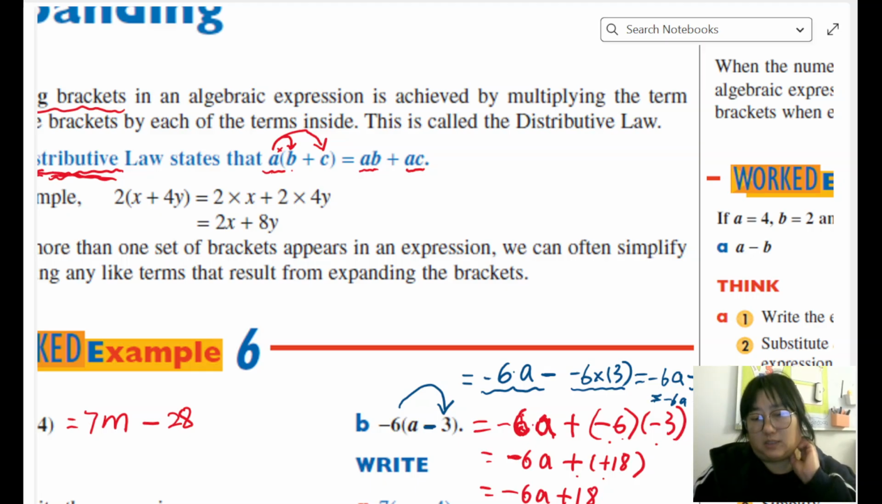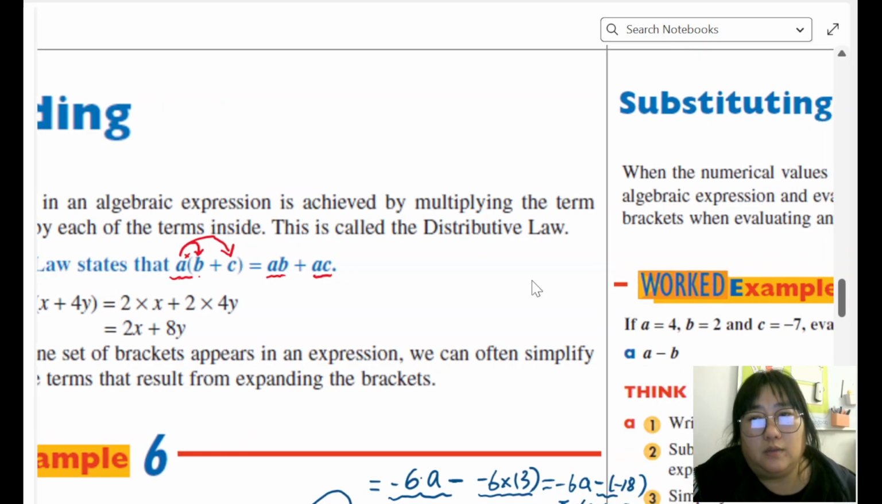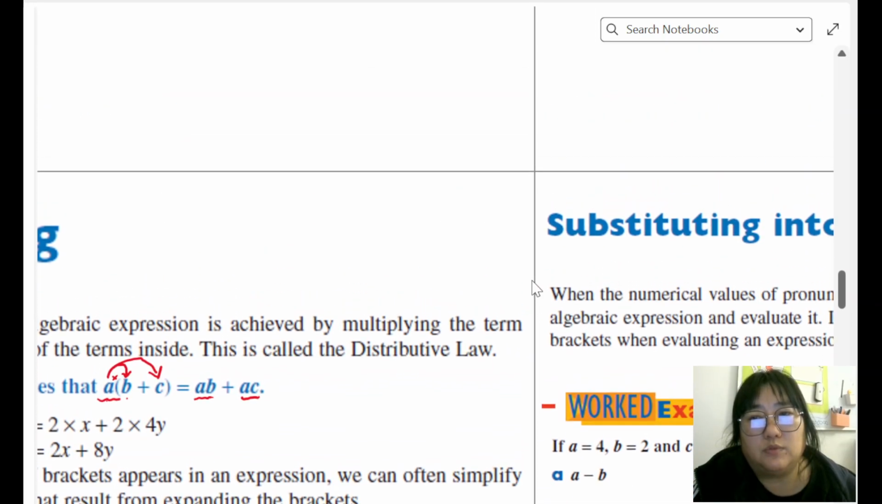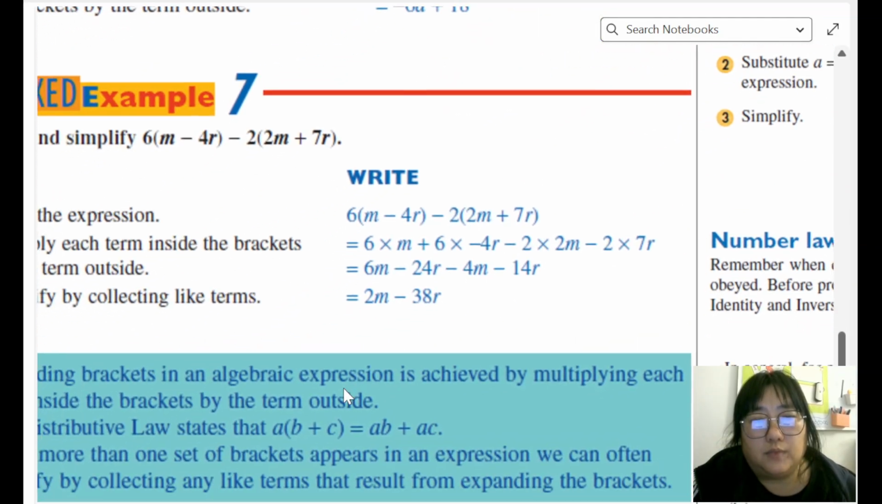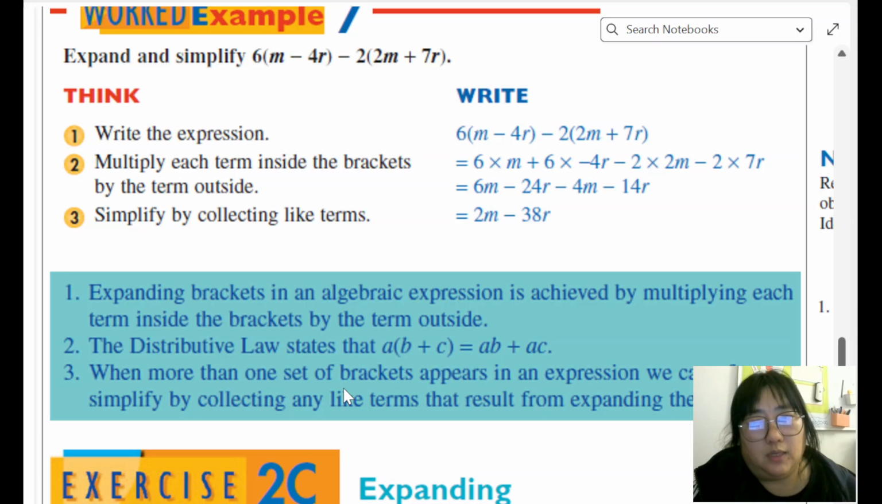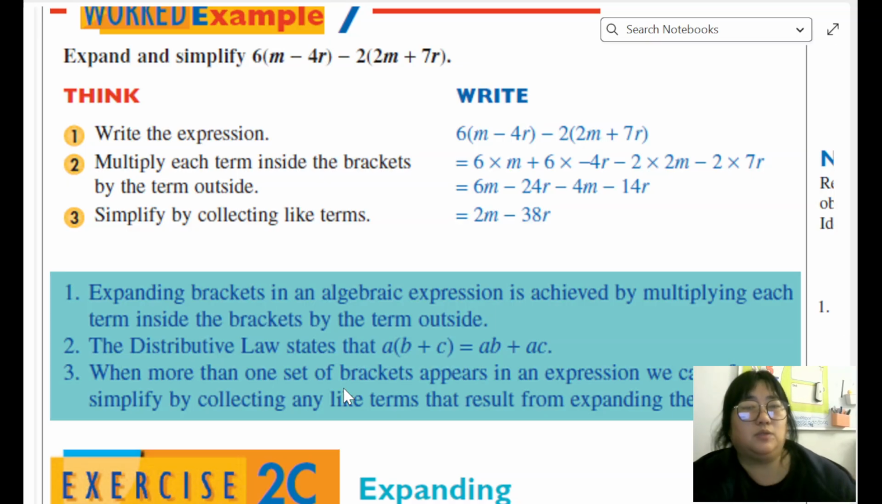So that is expanding. For expanding, you always have to remember we use the distributive law. The next part is we have to do factorizing. Here they have some keynotes, you can have a look and try to remember. I won't ask my students to copy this down, but you have to know what the distributive law is.